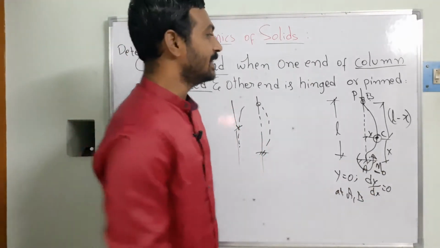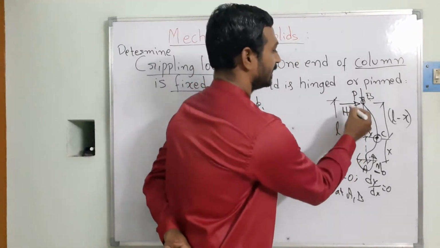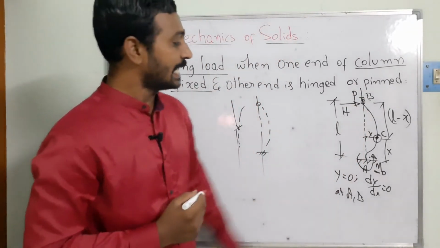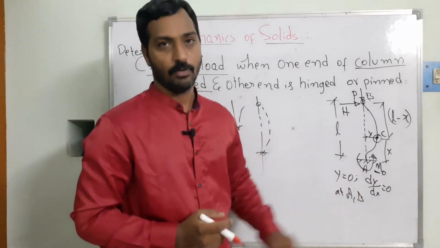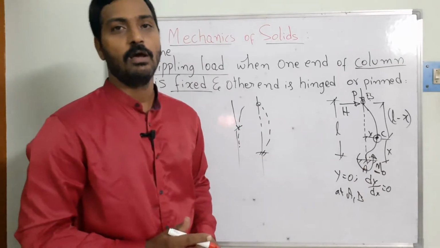And similarly, there is a reaction force also generated at B. I'm going to say H is the reaction force, that's because of the fixed moments. So this is going to be counterbalanced over here by the horizontal reaction force.